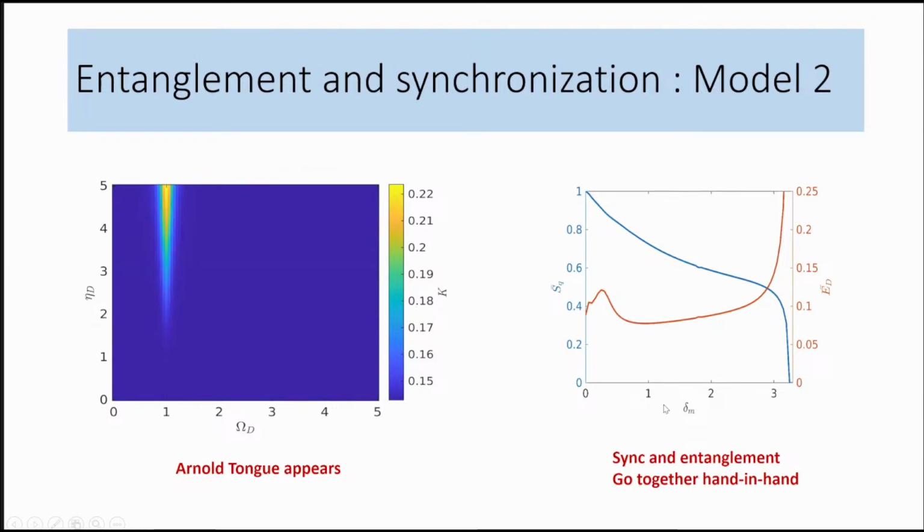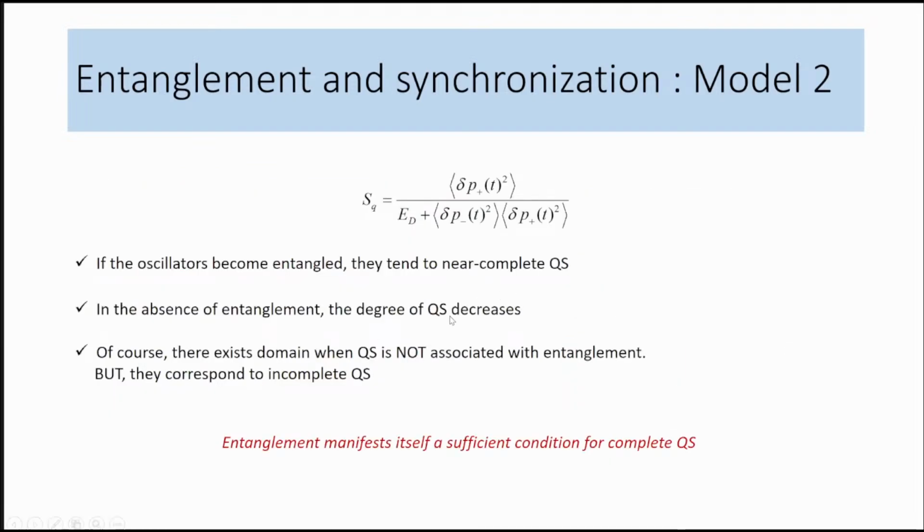And we have seen that if I change the detuning of the two oscillators, SQ and ED also go hand in hand. When we rewrite this SQ expression in terms of ED, we find that if ED becomes smaller, then SQ increases. That means if the oscillators become entangled, they tend to become near complete synchronized. If there is no entanglement, there is no complete synchronization, and there exists a domain where there is no entanglement but synchronization. However, that synchronization is not the complete one; it is incomplete synchronization. So this observation suggests that entanglement may be considered as a sufficient condition for synchronization.